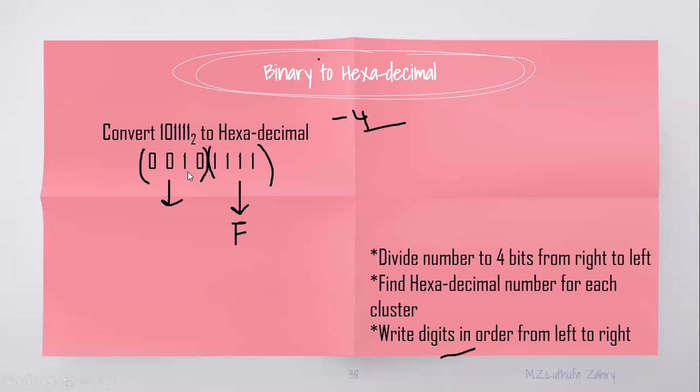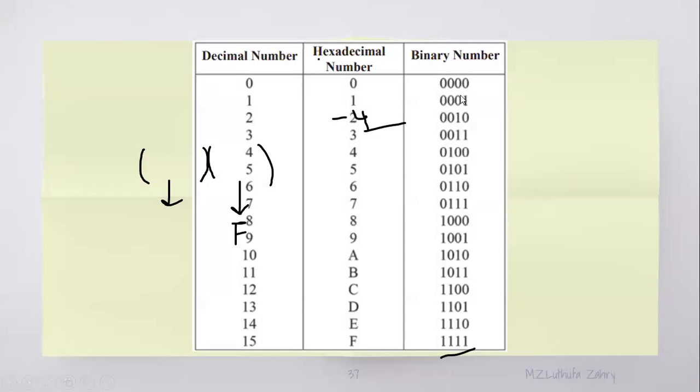If you ask me why I added 2 zeros in front, it's because I said you have to make it a 4-bit cluster. Four digits should be there. If you add 2 zeros in front, it's not going to change the value, so you can easily add 2 zeros in front to make it a 4-bit cluster. So 10, with the use of the table, is going to be 2.